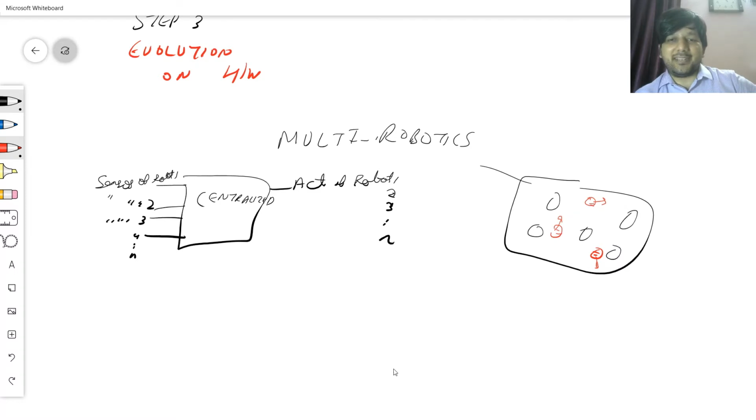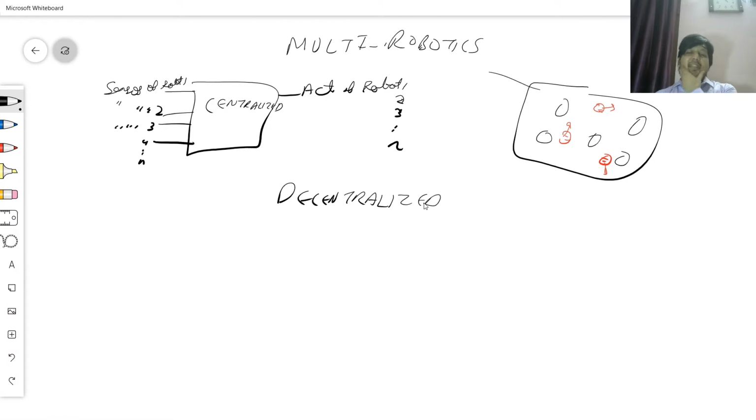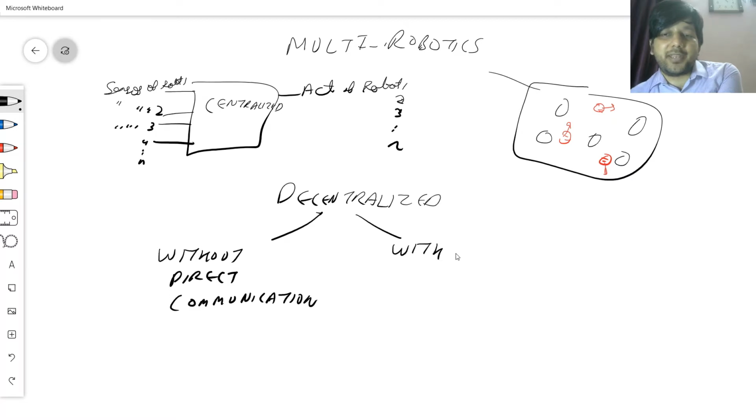So let's take the decentralized solution. Now the decentralized solution will come in two varieties. One is without direct communication, and the other is with direct communication.